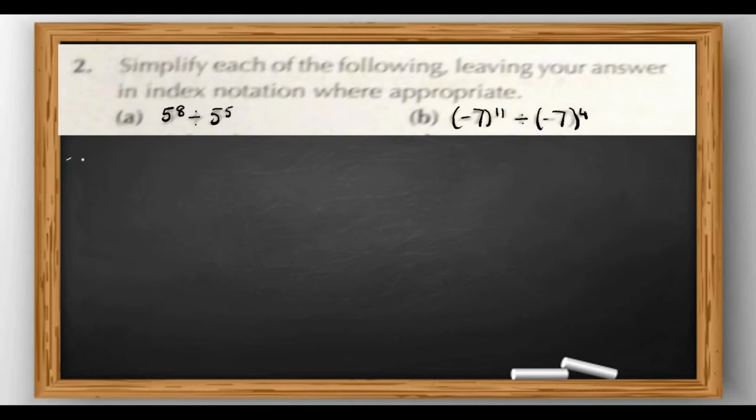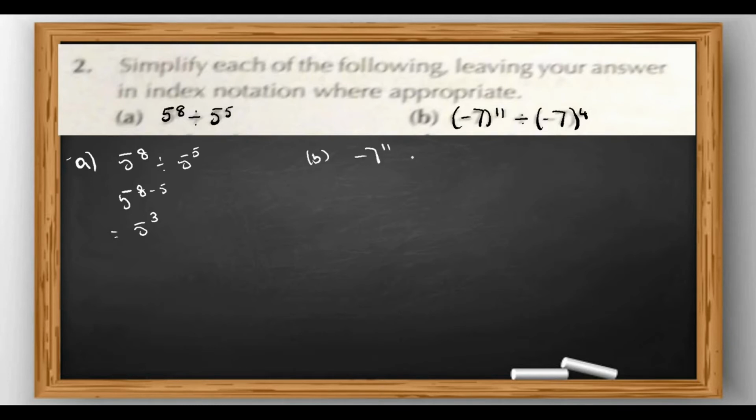In question number 2, part A is 5 raised to power 8 divided by 5 raised to power 5. Now note, as the sign is divide, you will be applying the second law of indices, according to which you would subtract the powers. So 5 raised to power 8 minus 5. So your answer would be 5 raised to power 3. Let's move on to part B.